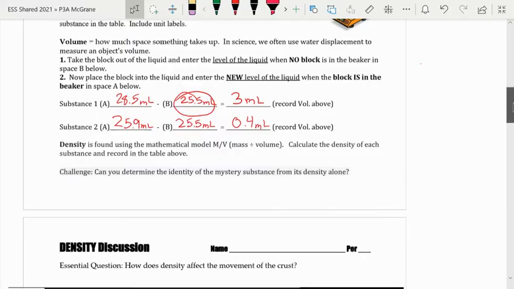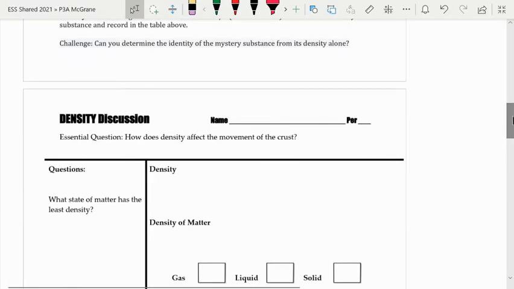We're going to take some notes right now, and we are going to take some notes on density. You're done with your Chromebook, my dear. Thank you very much for asking.